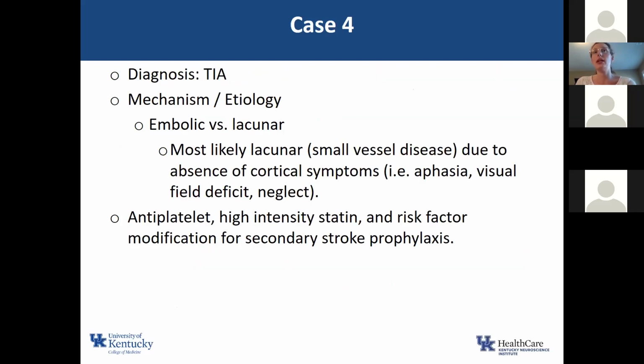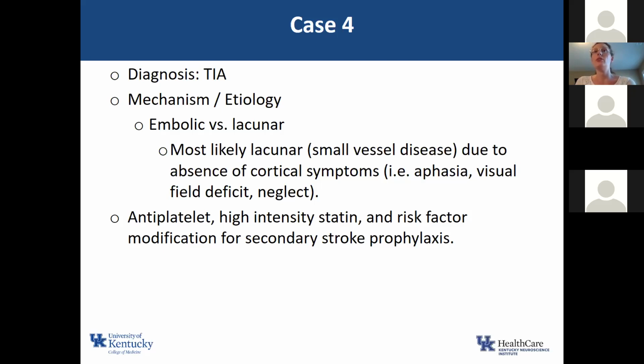So we diagnosed this lady with a transient ischemic attack based on her symptoms, and she has returned to normal now. It could be embolic or it could be lacunar. Based on the history of symptoms she gives and her underlying risk factors, I think it's most likely lacunar or small vessel disease. To treat that, we would treat her with an antiplatelet, a high intensity statin, and modify her risk factors.